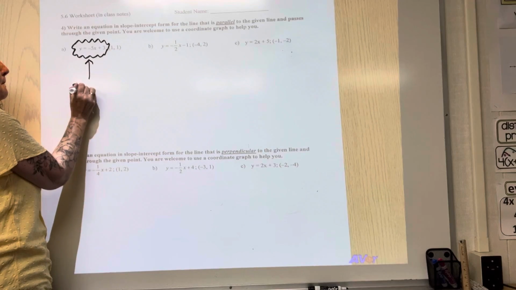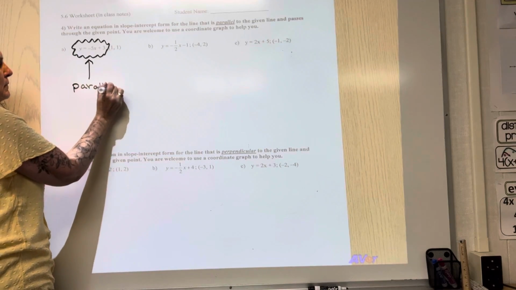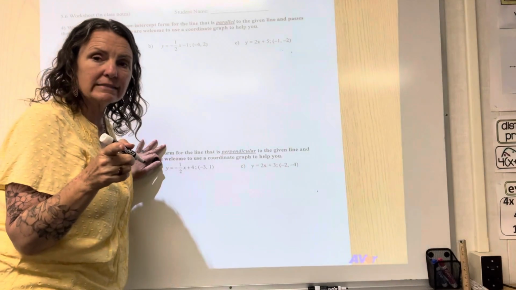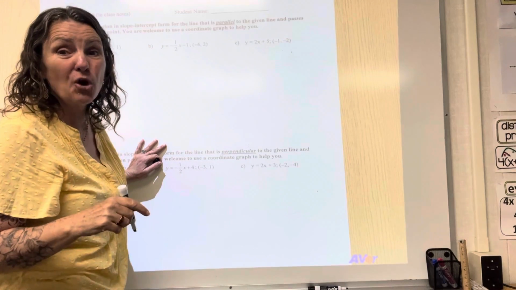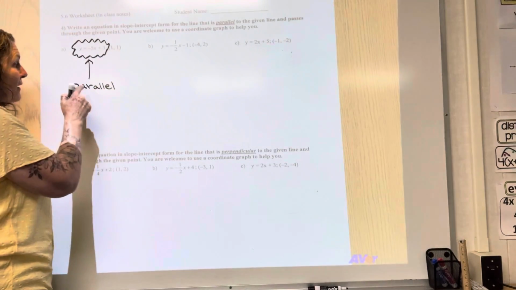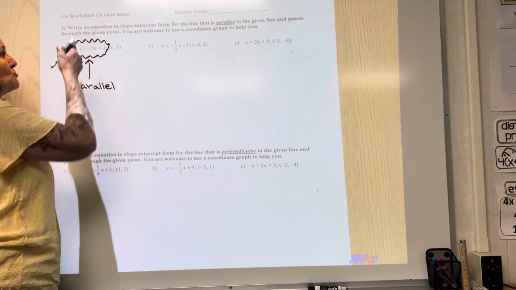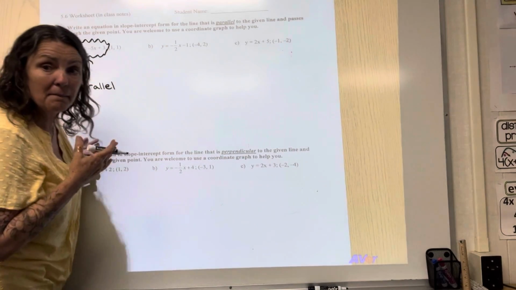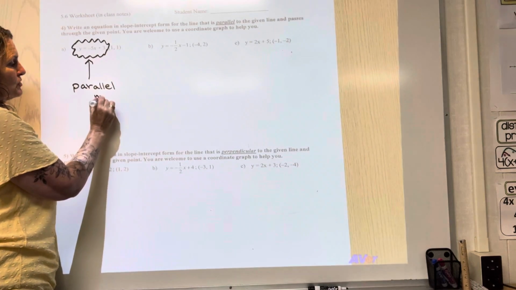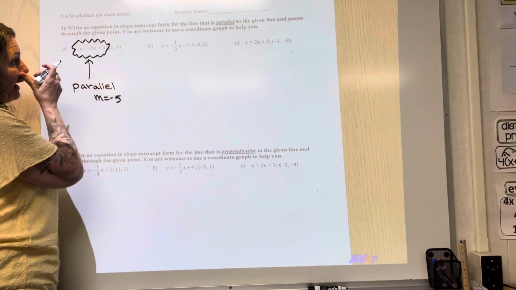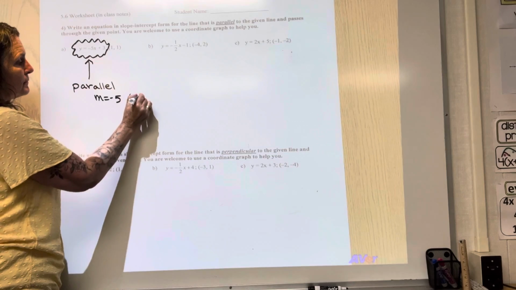And I am parallel to him. Can you remind me what parallel lines have? You're right, same slope. So I want to find the slope of that line because I'm going to be parallel to him. So if your slope is -5, my slope's going to be -5. So I now have the slope. And they've given me a point.